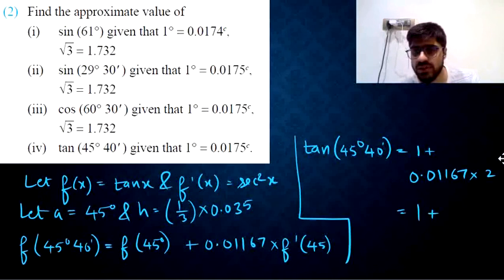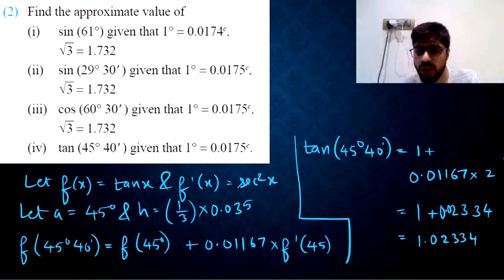So 2 into 7, that will be 4, carry 1. Then we have a 3, carry 1. So we have a 3 here and a 2 here, and we have 0.0. Okay, so the final answer is 1.02334. And yeah, that's the approximate value of tan 45 degrees 40 minutes.